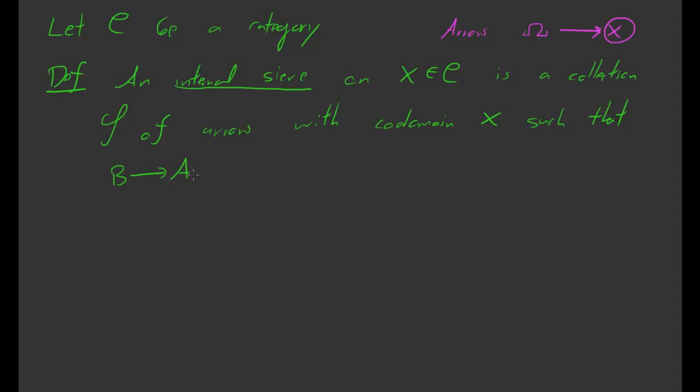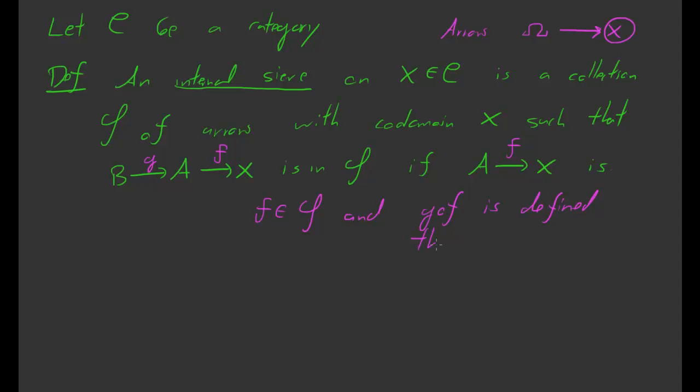B into A into X is in S if A into X is. So what I mean by this is that if I have arrows F and G, I call this F, that if F is inside of S and G of F is defined, then G of F is inside of the sieve.